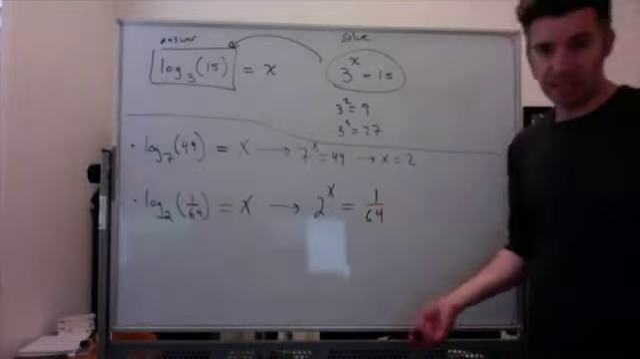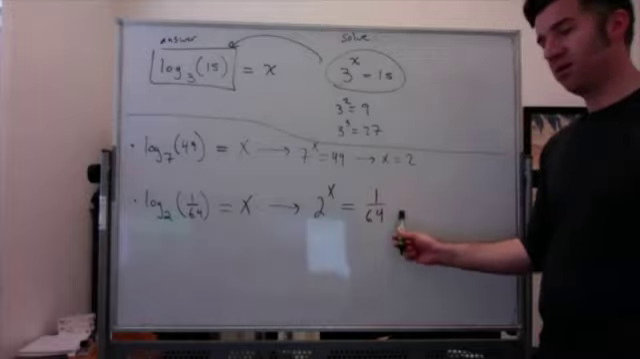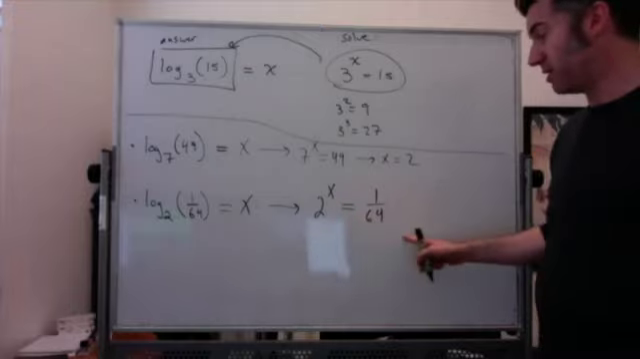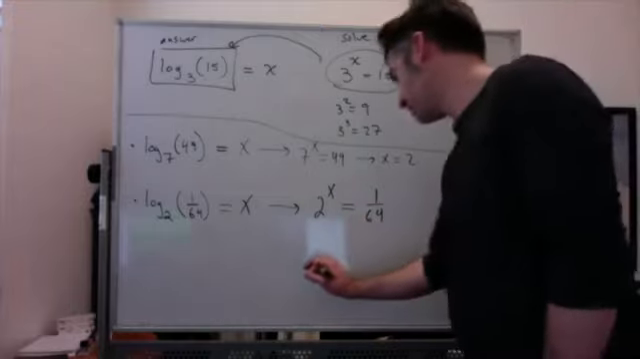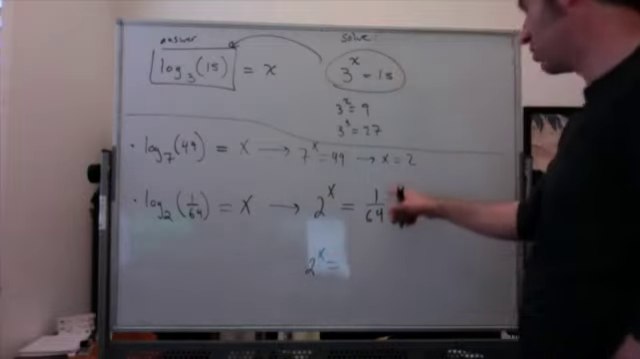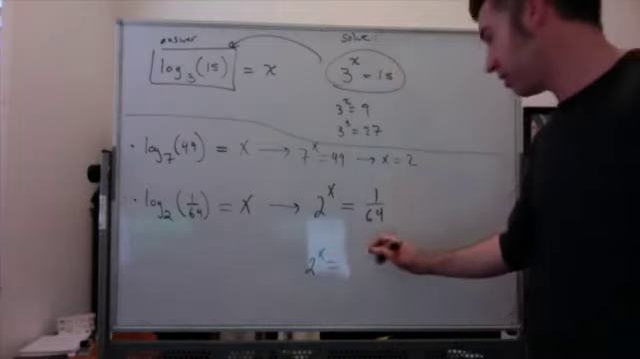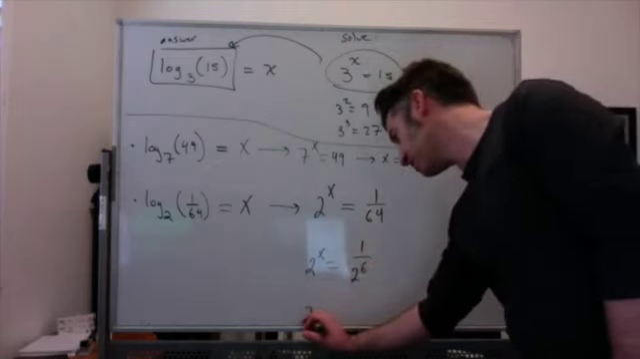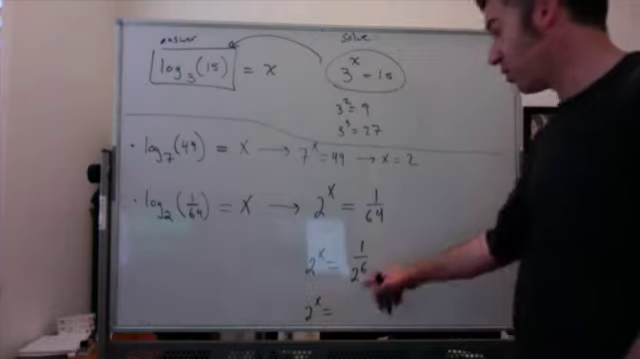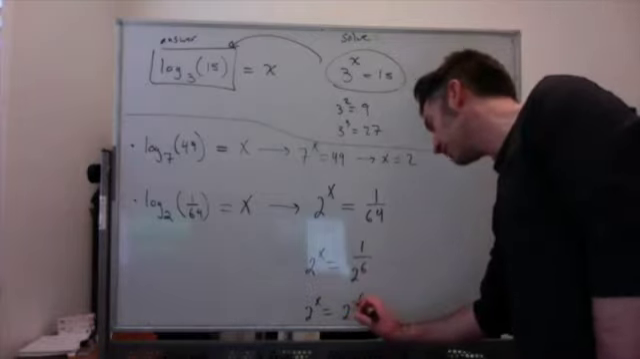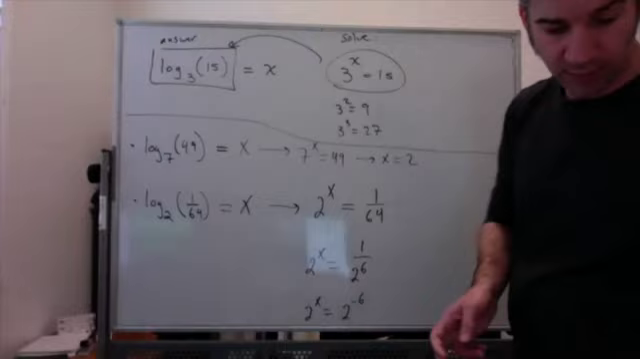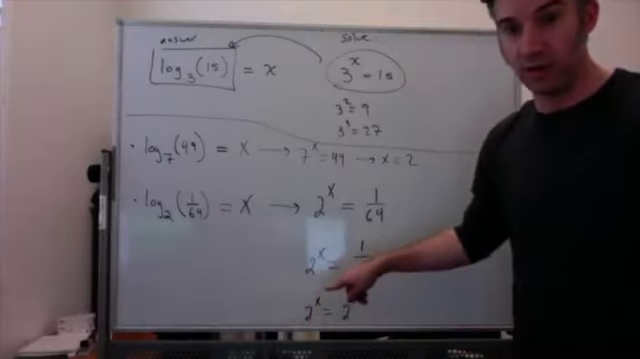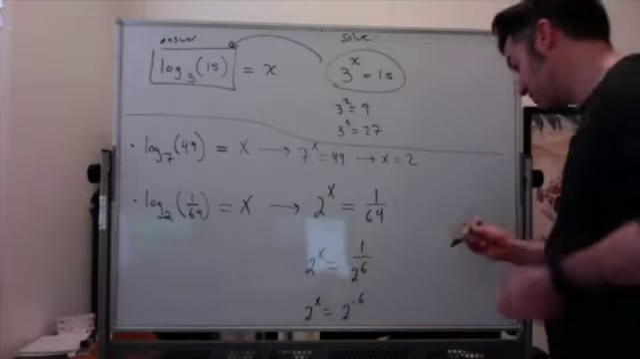And then the idea is that we would like to make this side look like something that has the same base as this side. So I would love for the base of this to be 2. So I'm going to make it happen. I'm going to say that 2 to the x equals, well, let's see, 64 is 2 to the 6th power. This is 1 over 2 to the 6th. And then I can rewrite this as 2 to the x equals 2 to the negative 6th. And here's something that is true. If you have an equation where the bases are the same, then the exponents will be the same. So you're going to get x equal to negative 6.